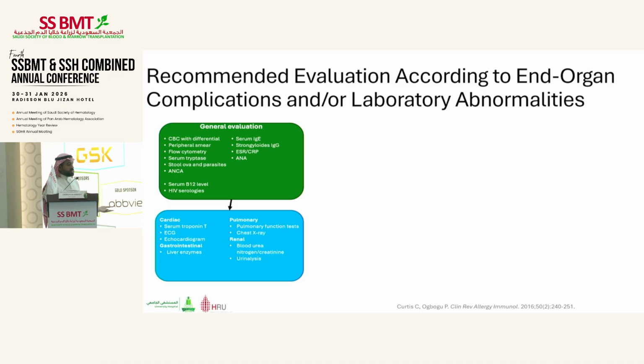You would like to do a peripheral smear looking at whether there is an associated malignancy. Flow cytometry to figure out the markers. Ova and parasites, the ANCA for Churg-Strauss, and the serum IgE, Strongyloides, ESR, CRP, absolute neutrophil count, antinuclear antibodies, the B12, the tryptase, the HIV serologies. Those are all important to be done when you evaluate a patient for hypereosinophilia.